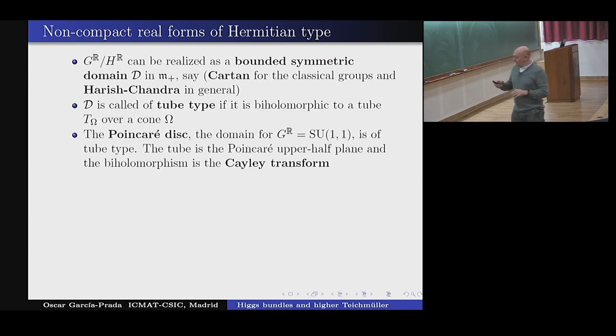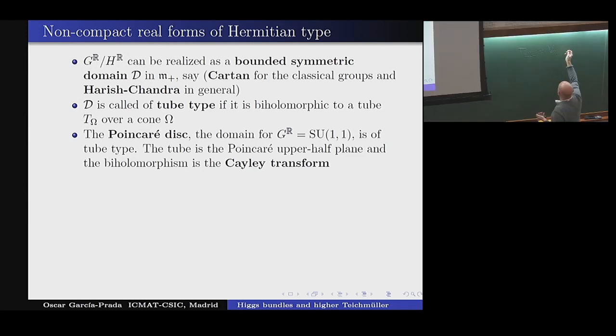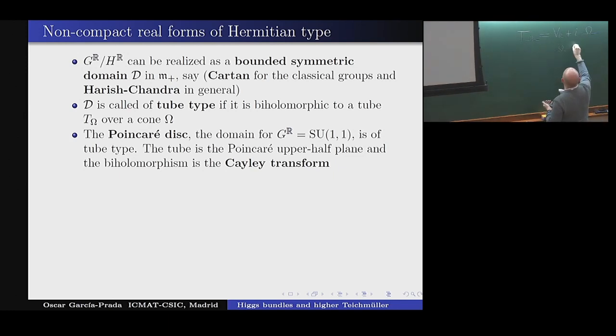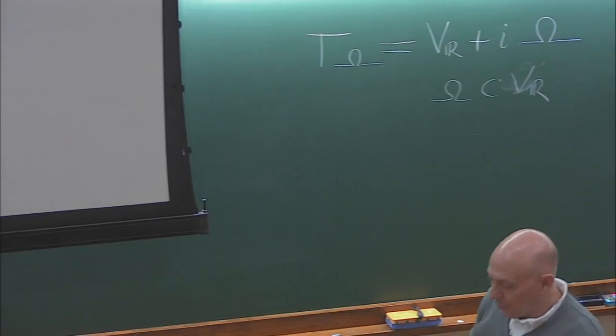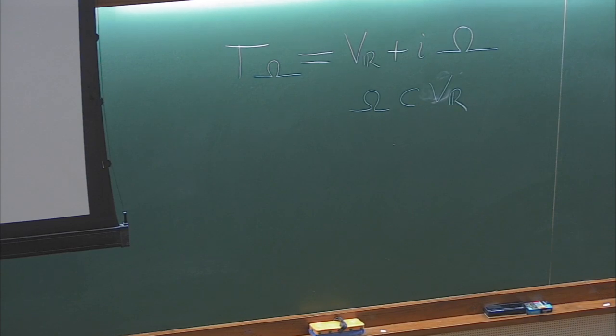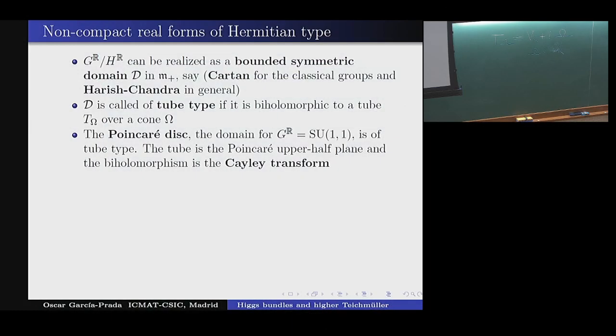And so D, this symmetric domain, is called of tube type if it is biholomorphic to a tube over a cone. This means basically that there is a real vector space, let's say V_R, and the domain is V_R plus i times a cone, where this cone is in V_R. And so whenever your domain can be put biholomorphically like that, it is said to be of tube type.